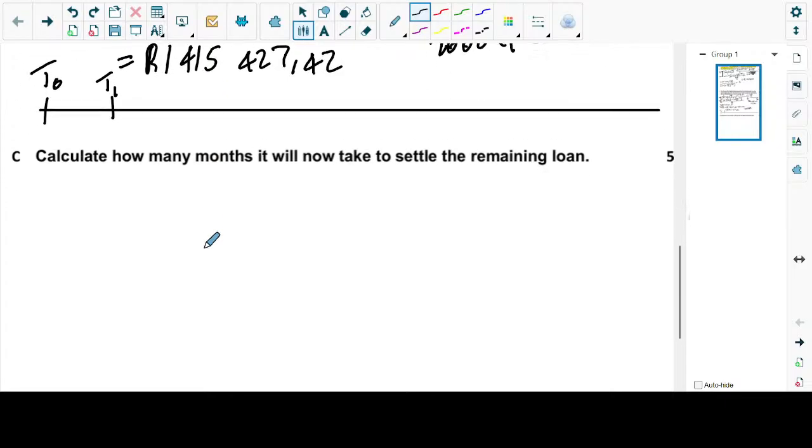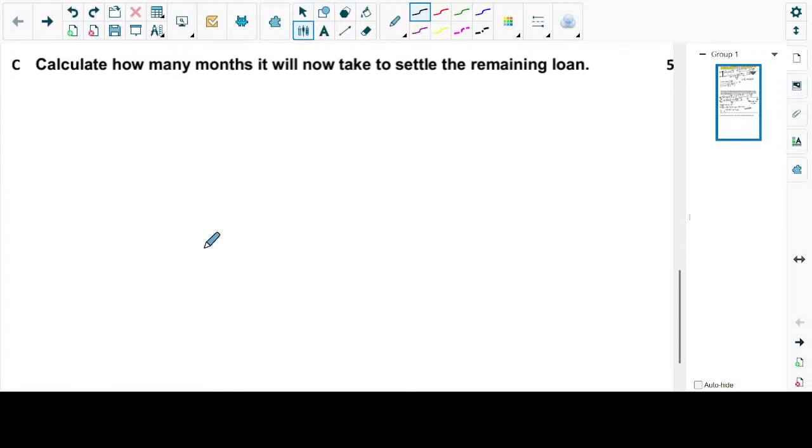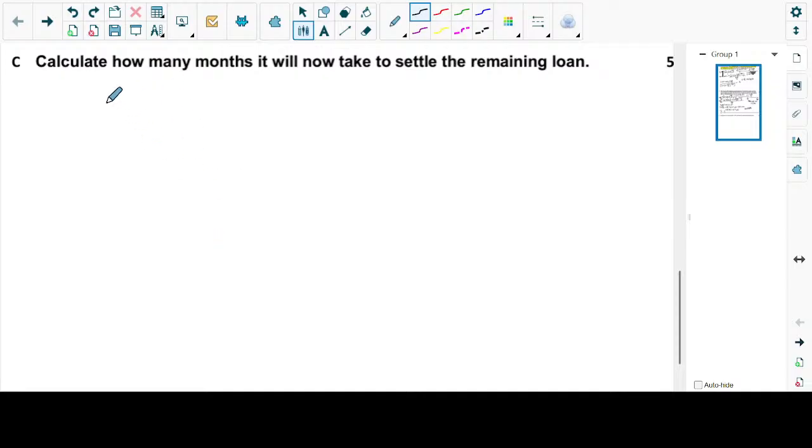Which is number C. Number C says calculate how many months it will now take to settle the remaining loan. So we want to know how many months it will take for us to pay off the loan. We were supposed to do it in 120 months, but we're no longer going to do it in 120 months because of this 300,000. This 300,000 did some magic there.